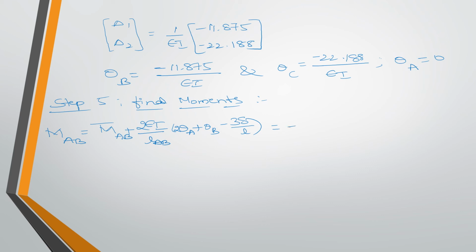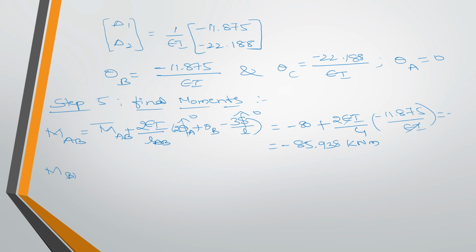So M bar AB is minus 80, and here 2EI by LAB, where LAB is given as 4 meters, and theta A is 0 and deflection is also 0. There is no deflection. So theta B is minus 11.875 by EI. So here EI cancels. Then we'll get the final moment on AB as minus 85.938 kilonewton meter.